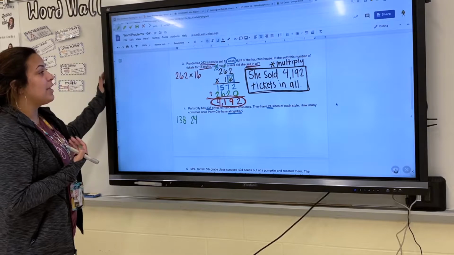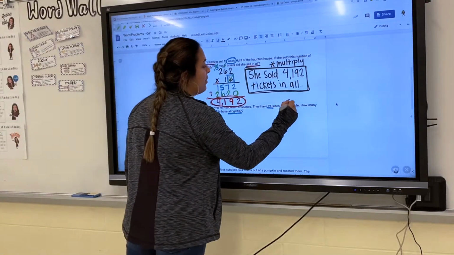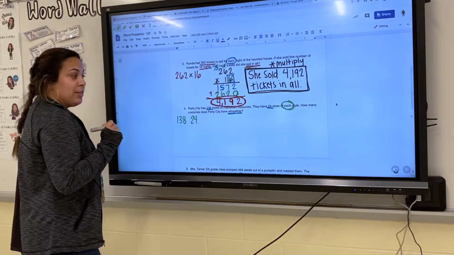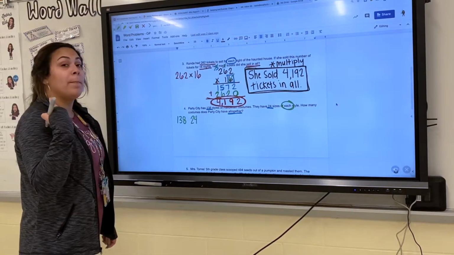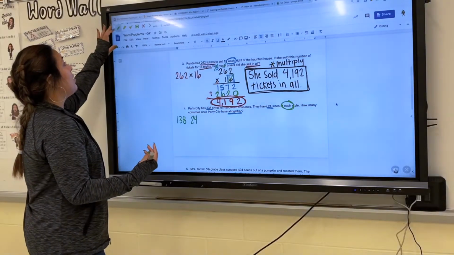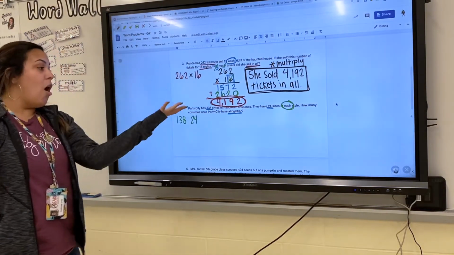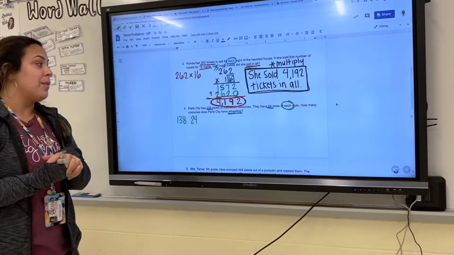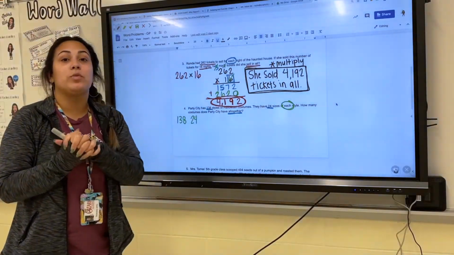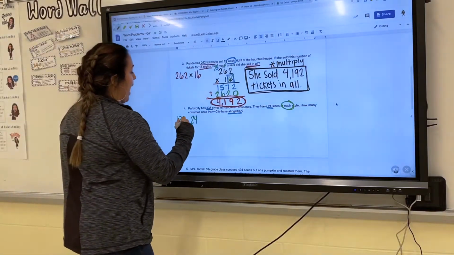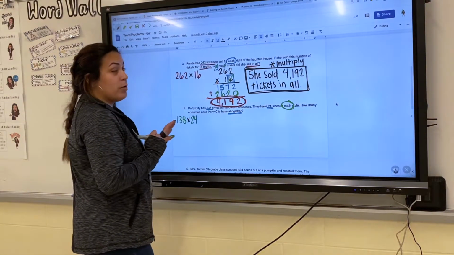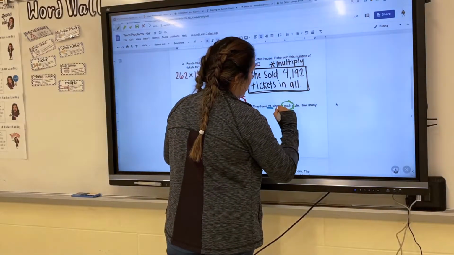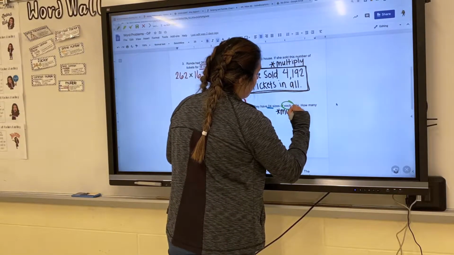Since it says all together, and we have this nice word here that says each, this lets me know, okay, we're multiplying, because all together means we're putting all of this information together. We're not separating it, we're putting it all together. And when we use the word each, that means we're multiplying. So I'm going to put my multiplication symbol here to show that we're multiplying. And then I'm also just going to write a little note on the side.